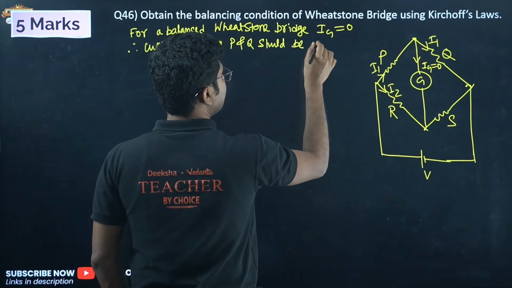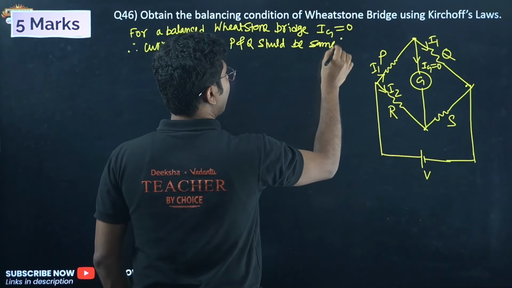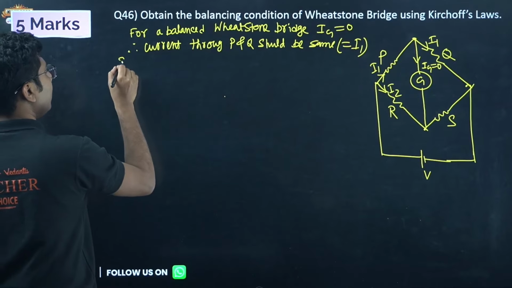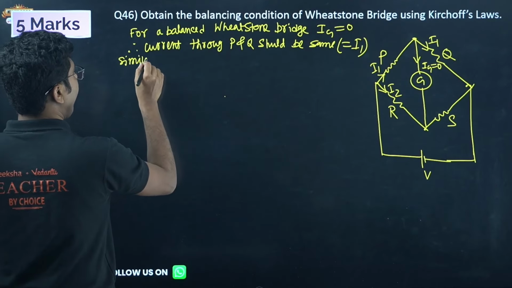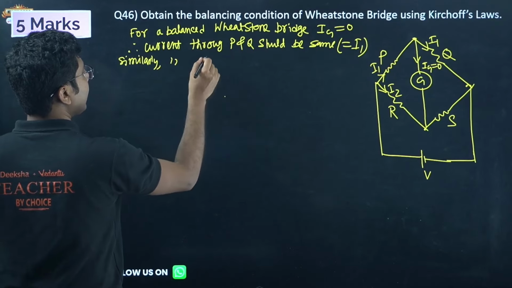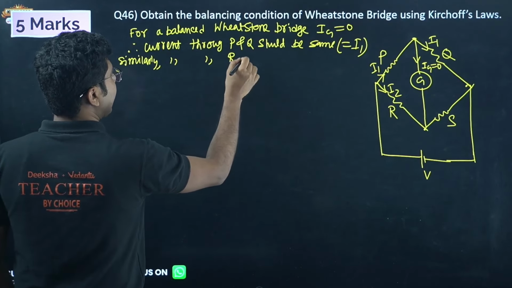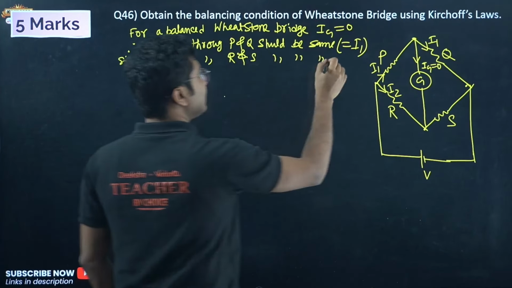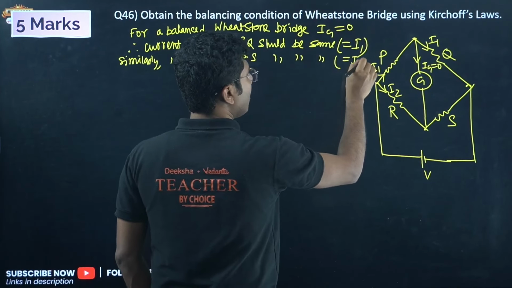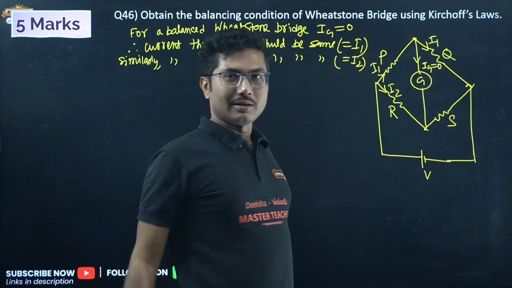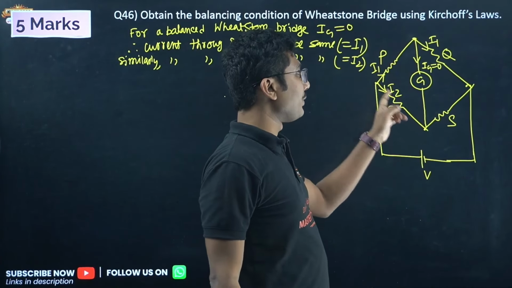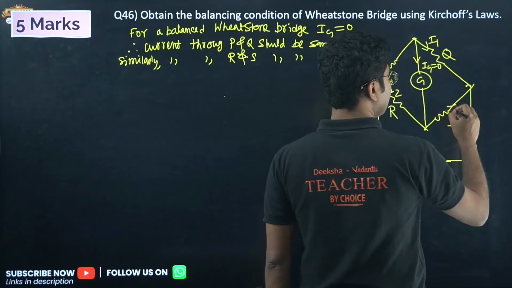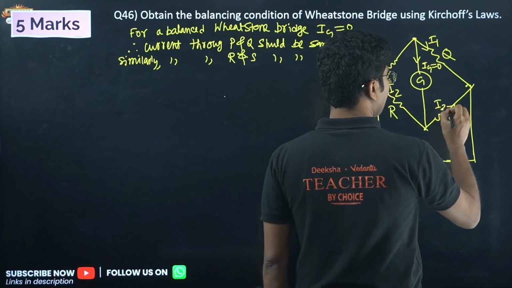Should be same. And what is that value here? We have denoted it by I1. Similarly, current through R and S should also be same, and that is given here as I2. Because no current is passing through the galvanometer, no current is getting added here or subtracted here, right? So that is the Kirchhoff's current law.